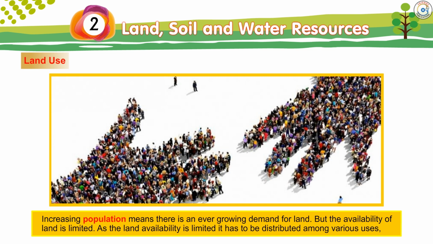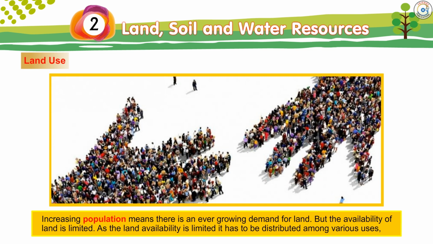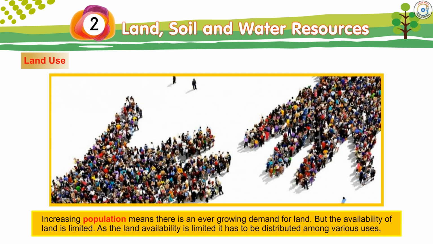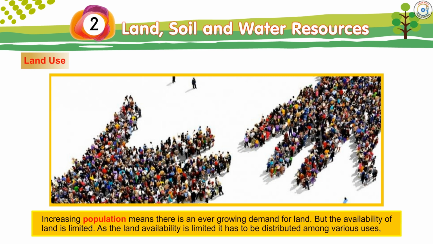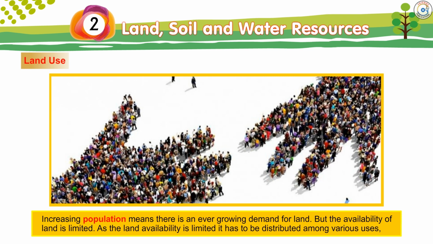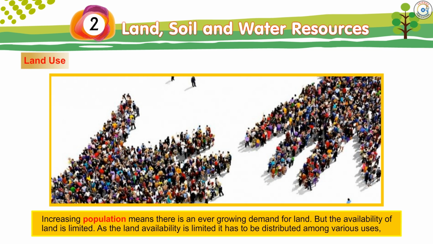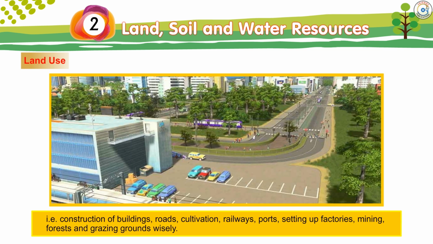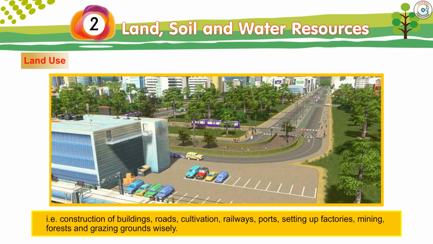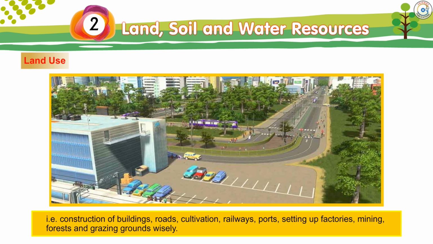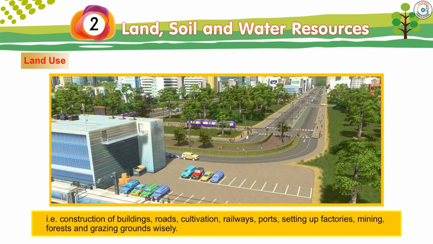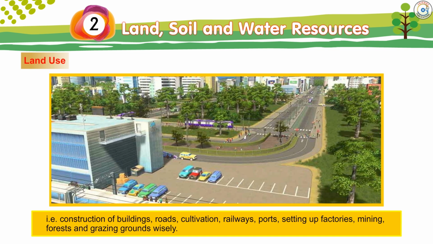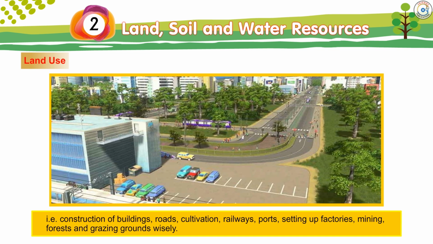Increasing population means there is an ever-growing demand for land. But the availability of land is limited. As the land availability is limited, it has to be distributed among various uses, that is, construction of buildings, roads, cultivation, railways, ports, setting up factories, mining, forests, and grazing grounds wisely.